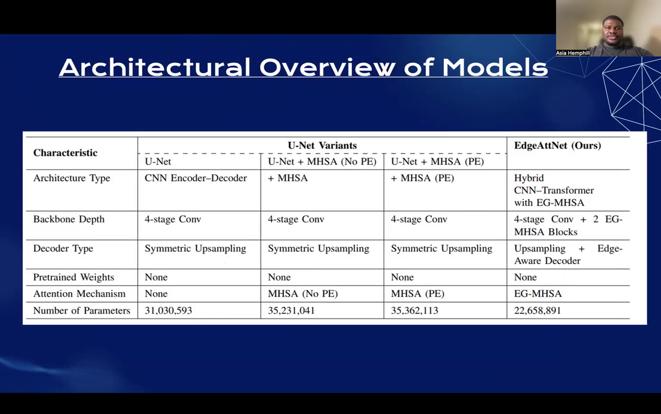This table shows the architectural overview of our models. It includes the architecture type, the backbone, depth, the decoder type, and tells us whether pretrained weights are used. It also tells the type of attention mechanism that has been used. As can be seen, the number of parameters for our proposed model, EdgeAttNet, is way less as compared to the other baselines.